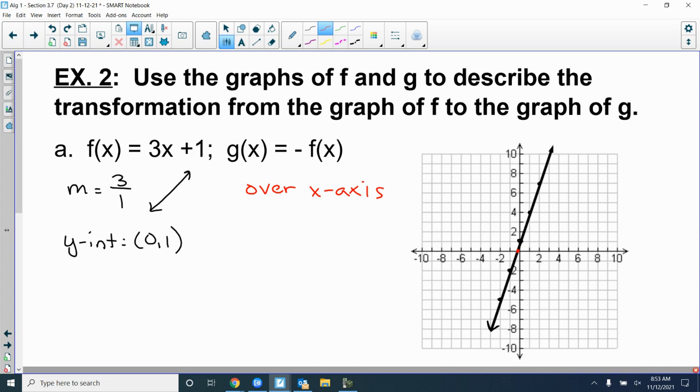We're only going to change the y value. If the y value is -5, it's going to become +5. So it's going to stay right in line. You just go straight up, go to +5, put a dot.